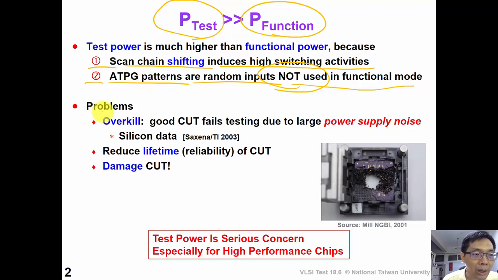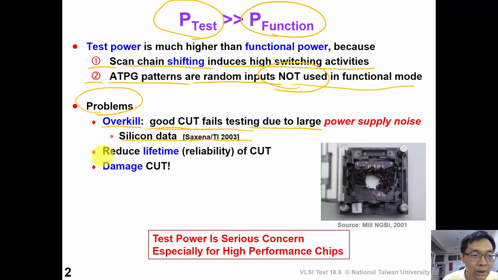So the problems of high test power can be as follows. First, we can have test overkill. That means good CUT can fail the testing due to large power supply noise. This has been published in a TI paper in 2003.